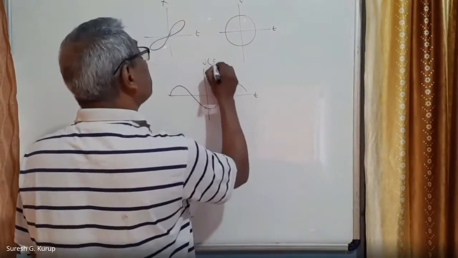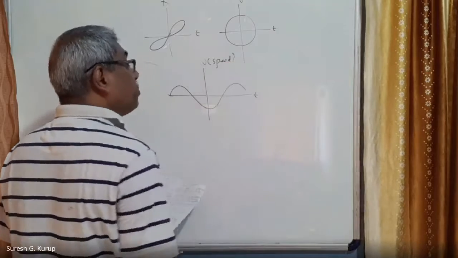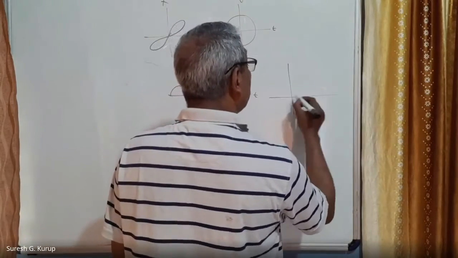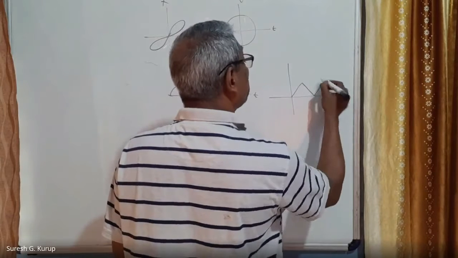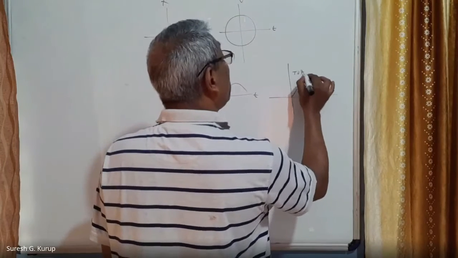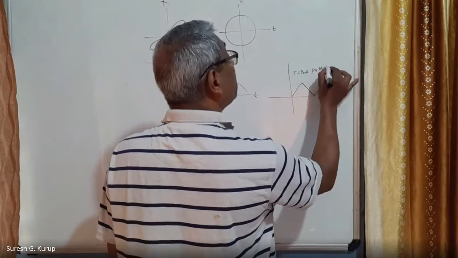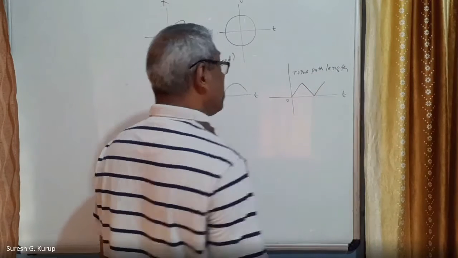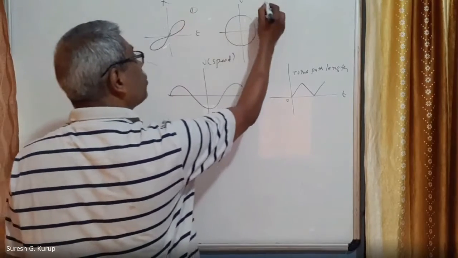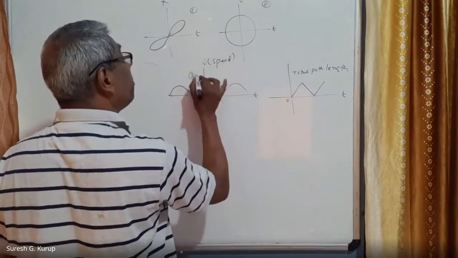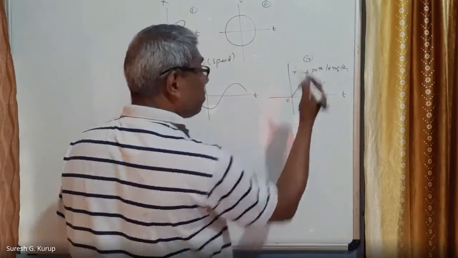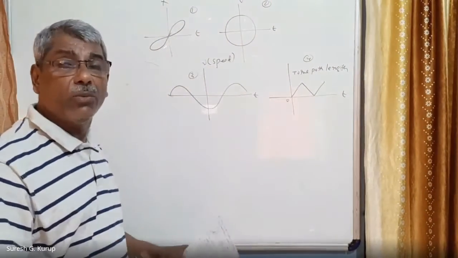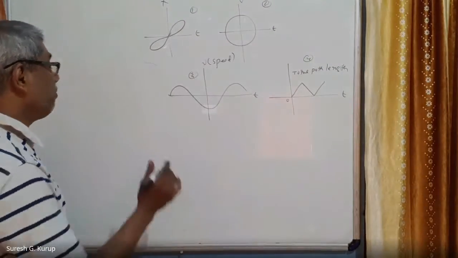Speed and time. Right. Another one is like this. This is the total path length and this is time. This is graph number 1. This is graph number 2. This is graph number 3, and this is graph number 4. Right? Which of the following represents one-dimensional motion? That's the question.